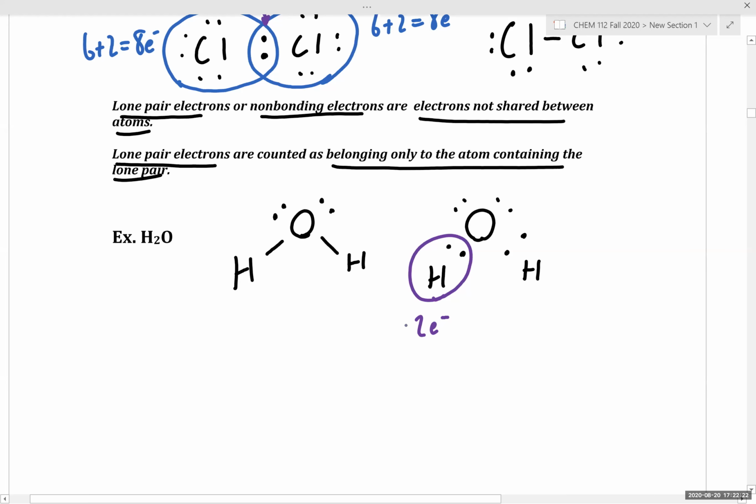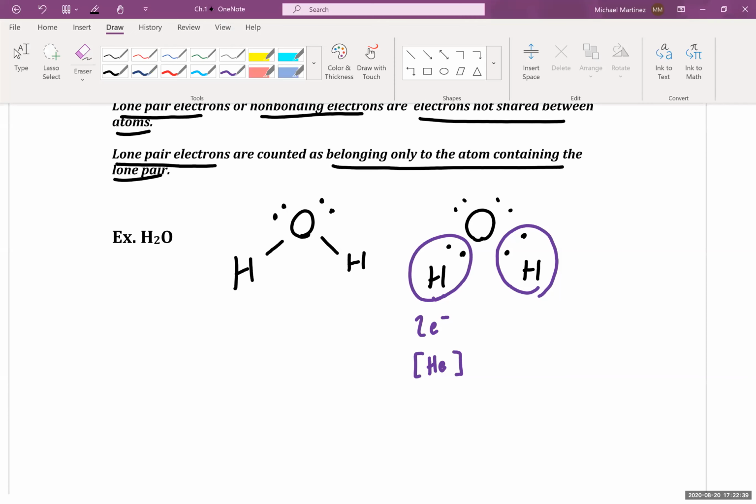One thing that's interesting about hydrogen is that it prefers to have 2 valence electrons to match the noble gas of helium. So hydrogen, rather than following the octet rule, follows what you can call the duet rule, where it prefers 2 valence electrons.